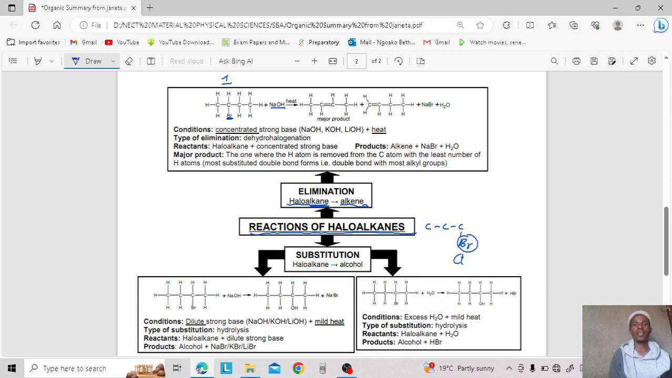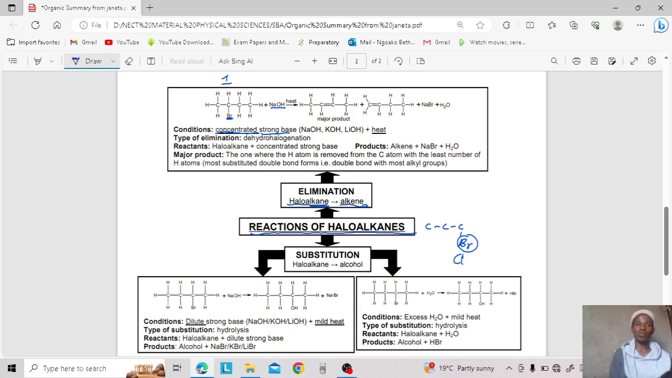It reacts with NaOH. Now this NaOH is a strong base, not an acid, and we also need to look at the condition. The condition is concentrated strong base. In nature it is a strong base, but we can make it more concentrated, or we can dilute it.